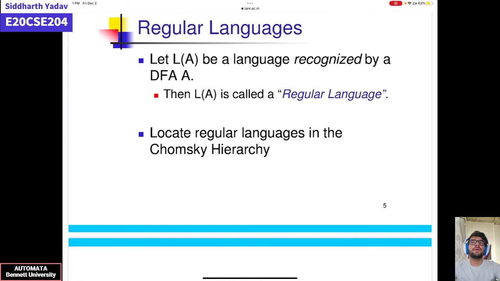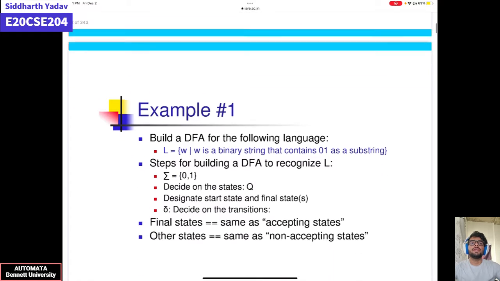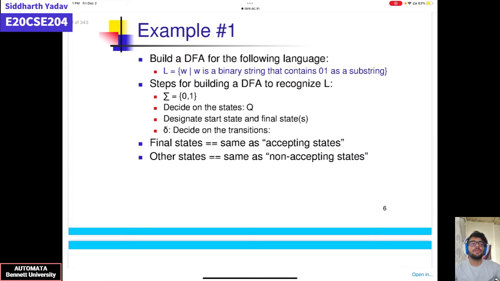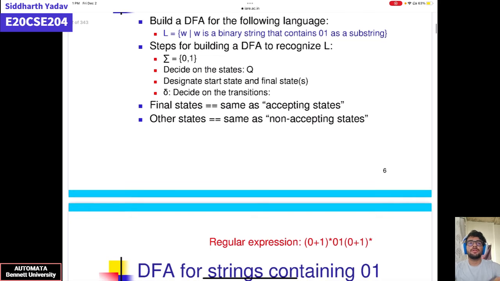Regular languages: let L(A) be the language recognized by a DFA A, then L(A) is called a regular language. Locate regular languages in the Chomsky hierarchy. Example 1, the first example: build a DFA for the following language. L is the set of w such that w is a binary string that contains 01 as a substring. Steps for building a DFA to recognize L: decide on the states, q0 designates the start state and final state, then decide on the transitions.